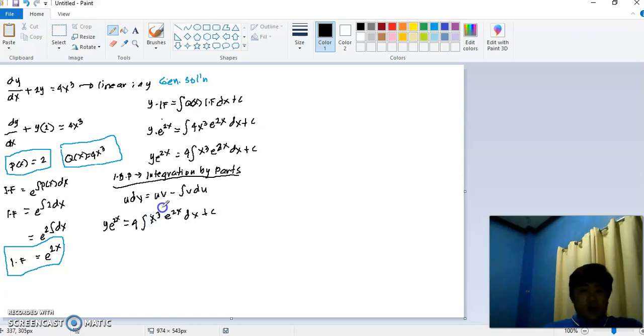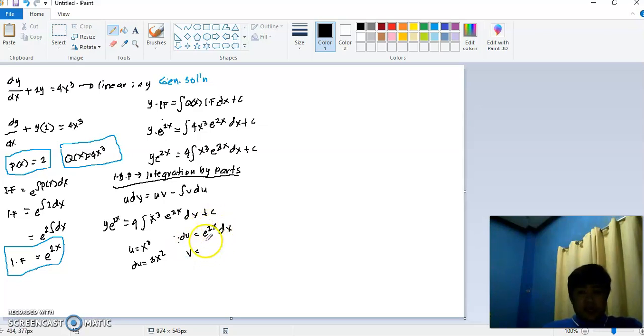So therefore, the best u that we could use is this x cubed. Okay, so u is equal to x cubed. The derivative of x cubed is 3x squared. If you could see, the power decreases. Then what remains is your dv. So your dv is e^(2x) dx. Hopefully you still remember how to integrate that, since this was discussed in your calculus.